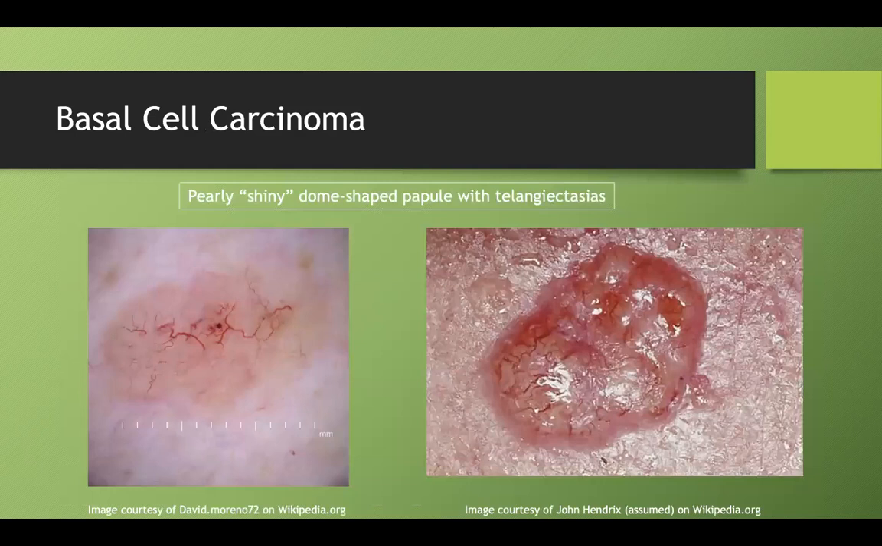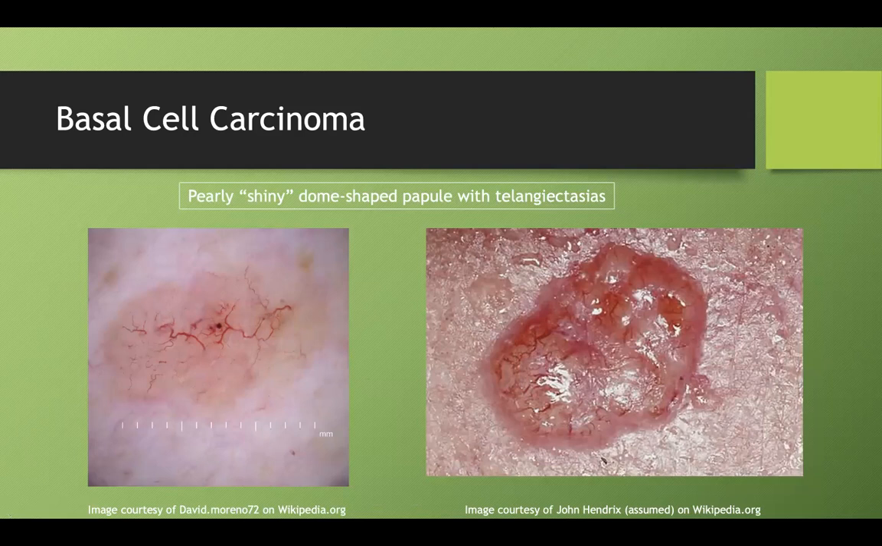And I'm going to show you pictures of them. You can see here, on the picture on the right, the pearly appearance to it, where it's kind of got this glossy appearance. And then in both of these, you can see the telangiectasias, which are just little blood vessels that you can see in both of these images right here. And so if you ever see that, especially in the upper lip, that's basal cell carcinoma until proven otherwise.